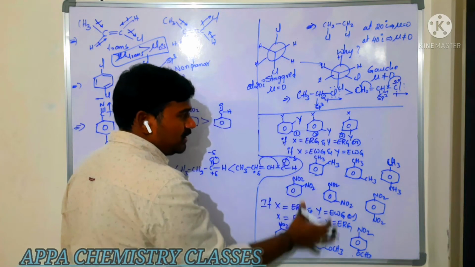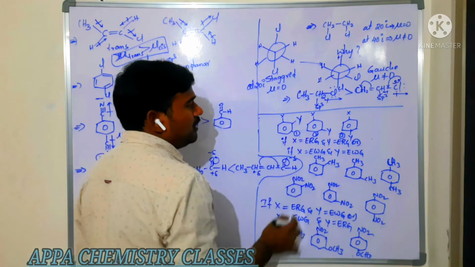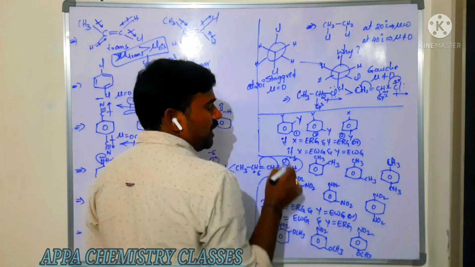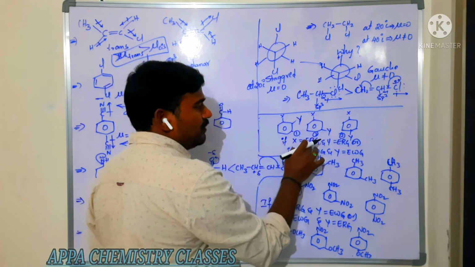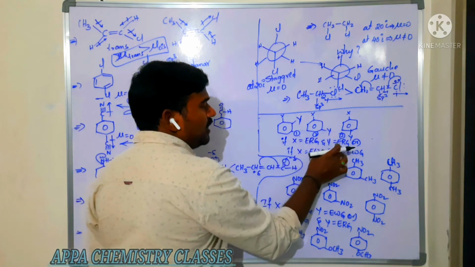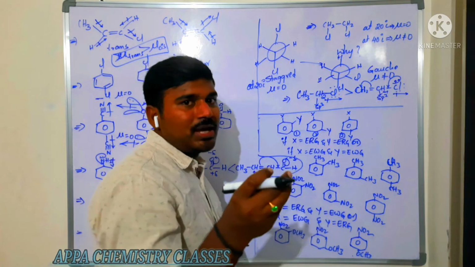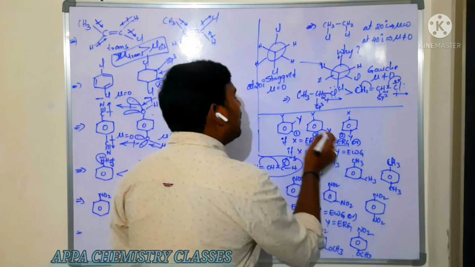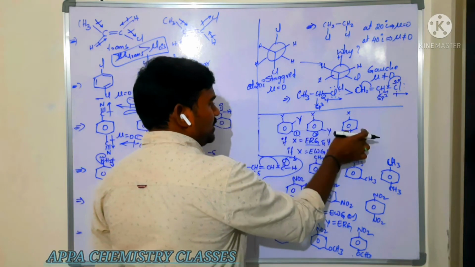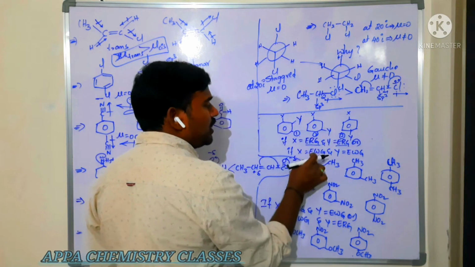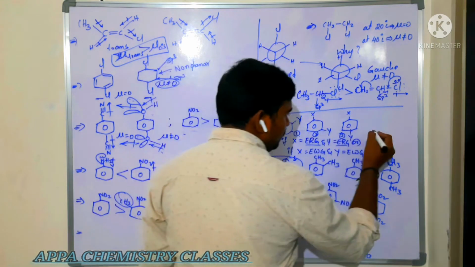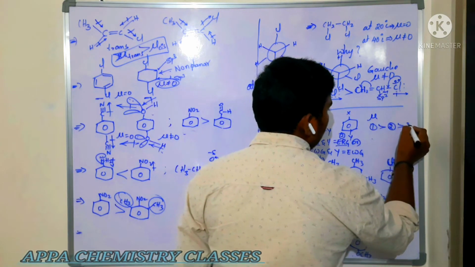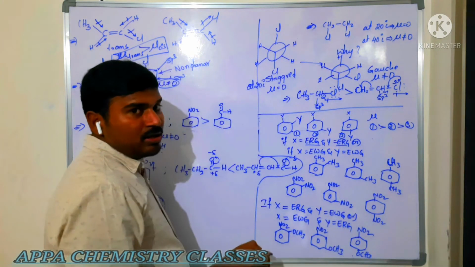Now you see in this case, in these options, this is very important. Here X and Y, this is ortho, meta, and this is para position. Now X and Y are the substituents. X and Y are the same type of groups, that is either electron releasing groups or electron withdrawing groups. Both are electron releasing groups, or else both are electron withdrawing groups. Then what is the order of dipole moment here? Order of dipole moment, that is 1, 2, 3.